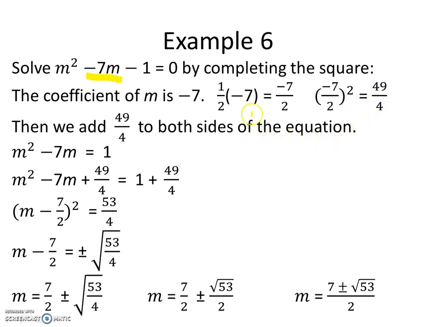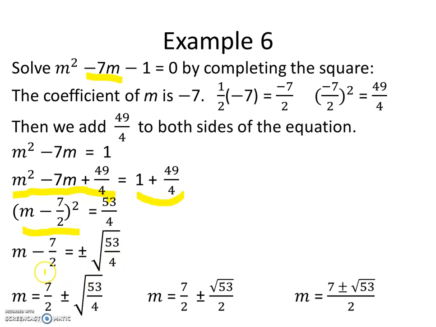So we add 49/4 to both sides of the equation. And here it is, m squared minus 7m plus 49/4. What we do to one side of the equation, we have to do to the other. So on the right side, we are also adding 49/4. So it ends up being that the quantity m minus 7/2 squared, there's our perfect square, equals 53 divided by 4. Taking the square root of both sides, we find that m minus 7/2 equals plus or minus the square root of 53 divided by 4.